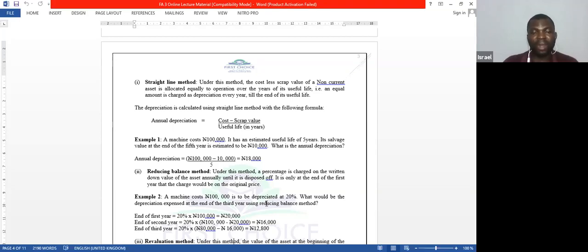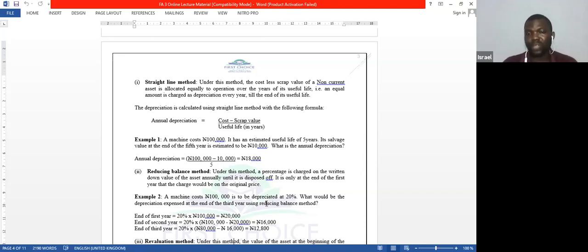So we have example two. A machine costing 100,000 is to be depreciated at 20%, over 5 years also. What will be the depreciation expense at the end of the third year using the reducing balance method? So we expect to know what the depreciation will be at the end of the third year. And the formula is 20% times the carrying amount, or times the book value, or times the net book value.